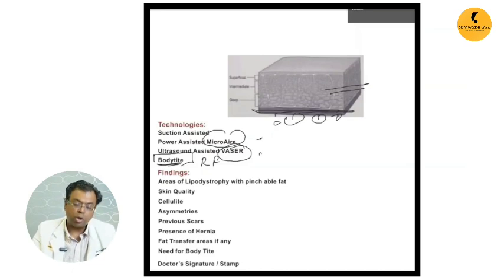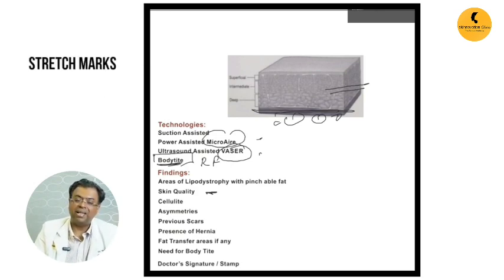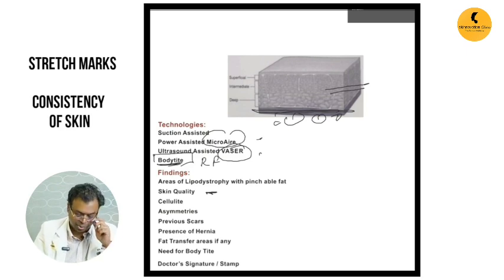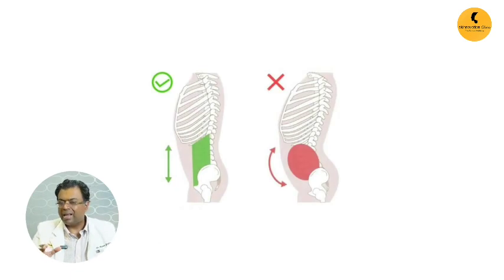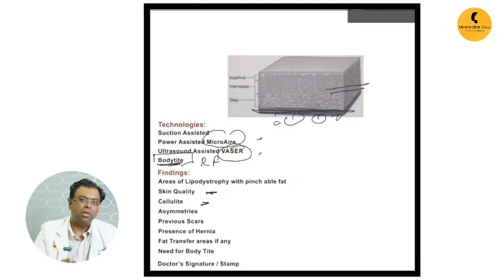Now, while examining, what all will we note? First of all, the areas, what needs to be done. So I mention what all areas need to be contoured. Then we also note what is the skin quality. Do they have stretch marks? If the skin is very thin, if the skin is very thick, what is the consistency of the skin and the tissues? If they have any cellulite, if they have asymmetries, this is important because some patients may have a slight amount of pelvic tilt and they might have asymmetries. So it helps if you note it down so that you can plan the procedure to try to achieve as much symmetry as possible.